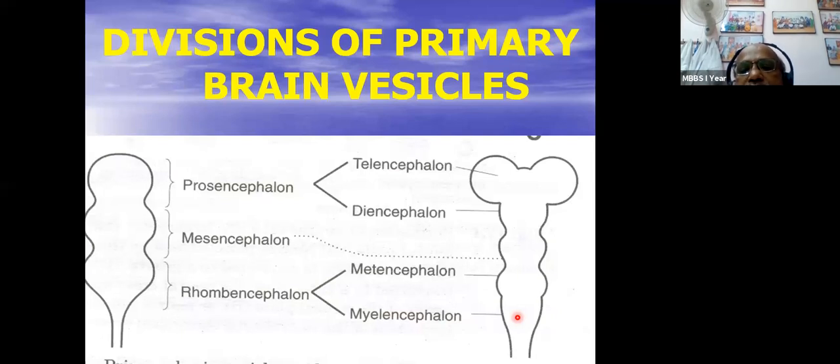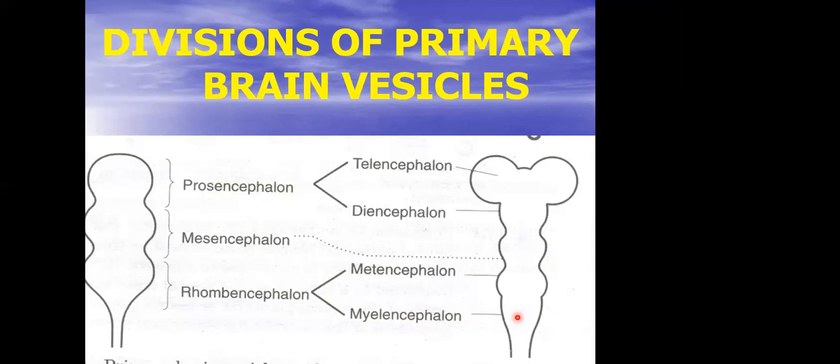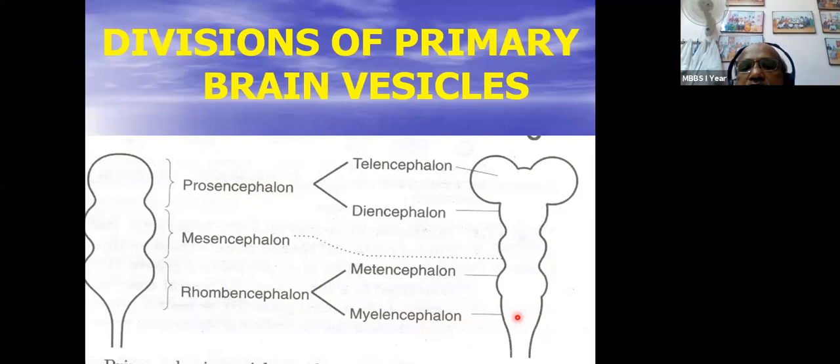What about diencephalon? Diencephalon is in the median plane that forms mainly thalamus and hypothalamus. Thalamus, hypothalamus, metathalamus, epithalamus. So like that we have various parts of diencephalon. Important ones are thalamus and hypothalamus.